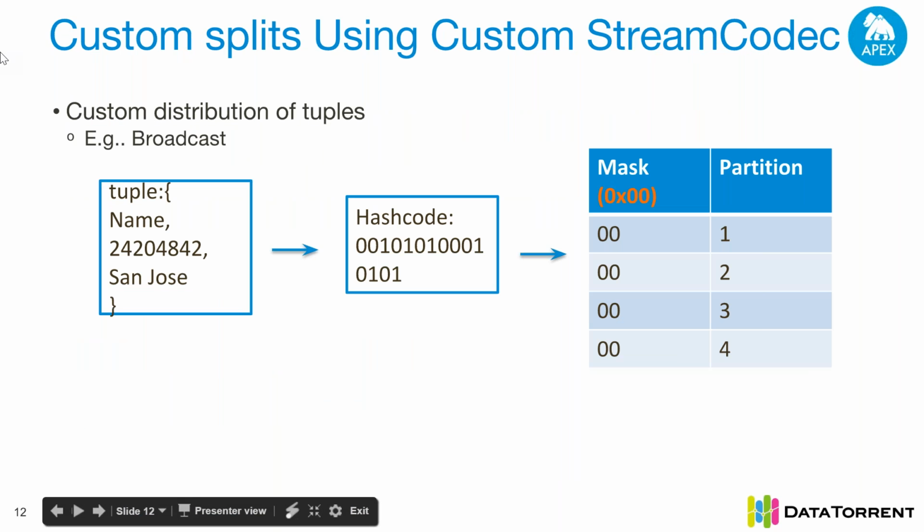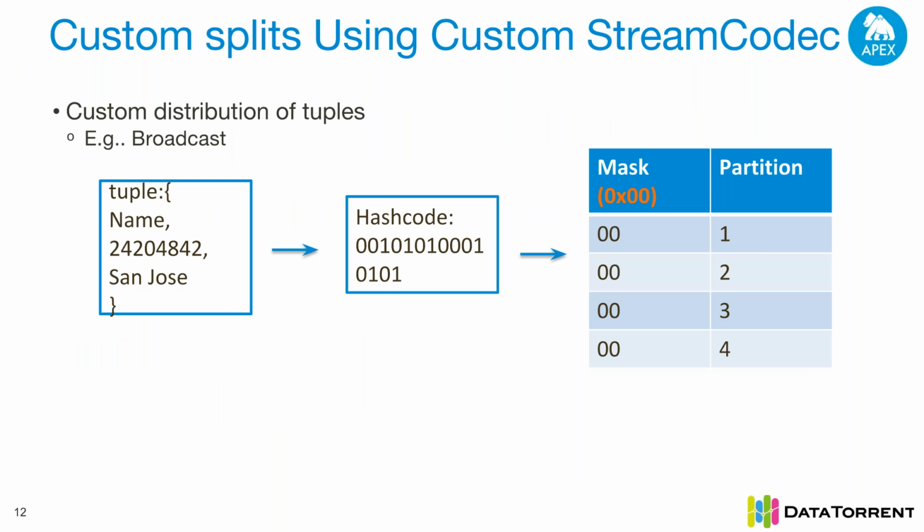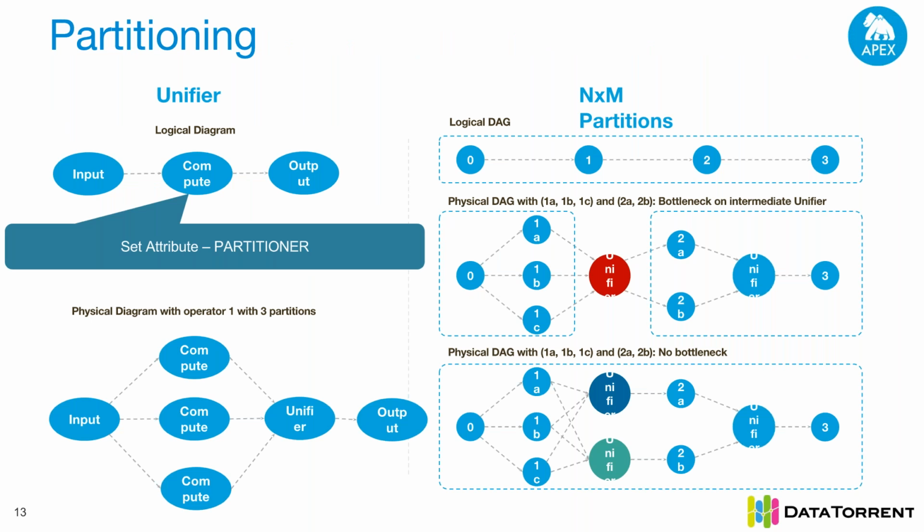Suppose you want to broadcast your tuples to all the partitions. In that case, very simply you can choose your mask as 0, 0, and then, based on all the values which you receive, you can send them to the different partitions. So this can be implemented as a custom distribution of your tuples using a custom stream codec.